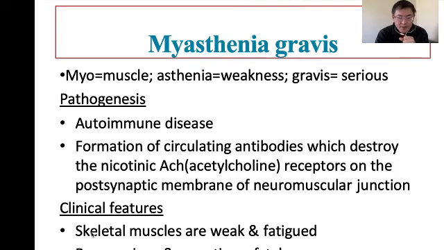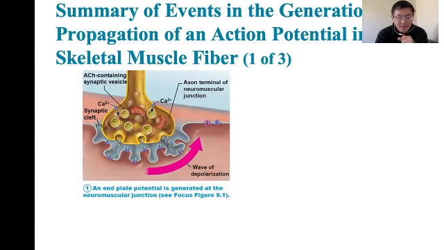The patient will have mild or severe symptoms such as muscle weakness and fatigue. Sometimes patients have severe symptoms such as respiratory paralysis. The patient can die. Do you guys still remember where the acetylcholine receptors are? They are here on the junctional fold.